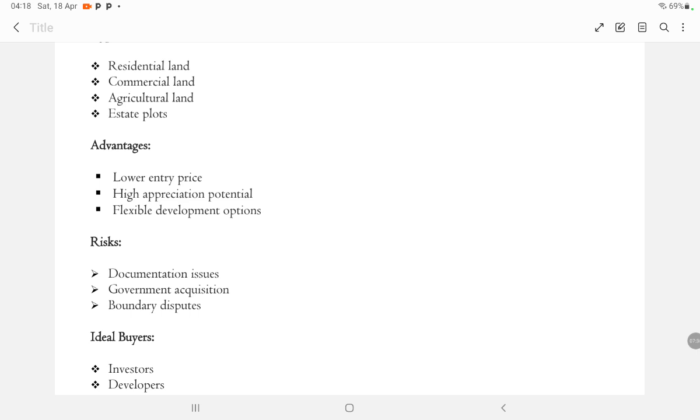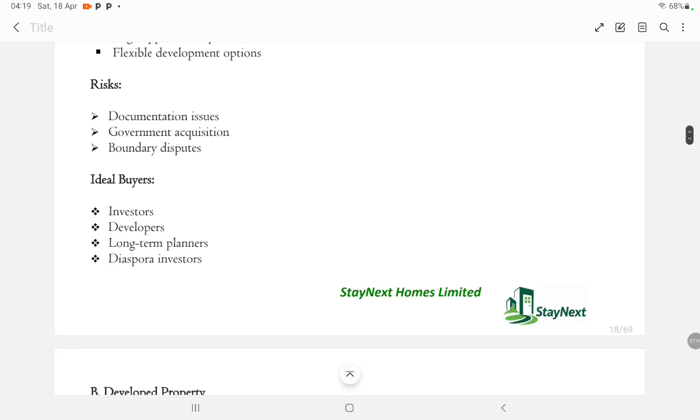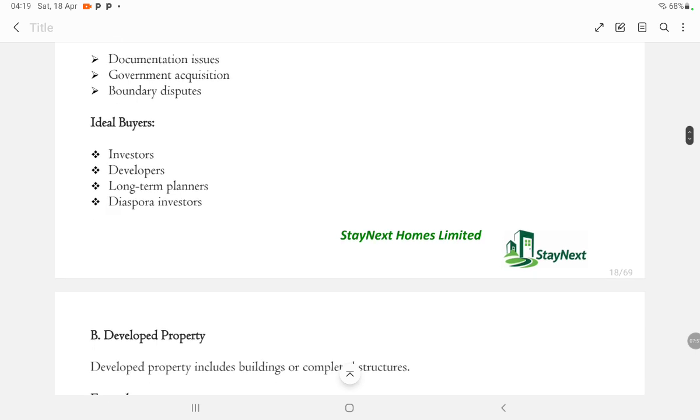So what are the risks involved? Documentation issues, government acquisition, boundary disputes, disputes between families, boundary issues. So such things can be avoided. Ideal buyers: investors, developers, long-term planners, diaspora investors. These are ideal buyers. Please, you need to consult.